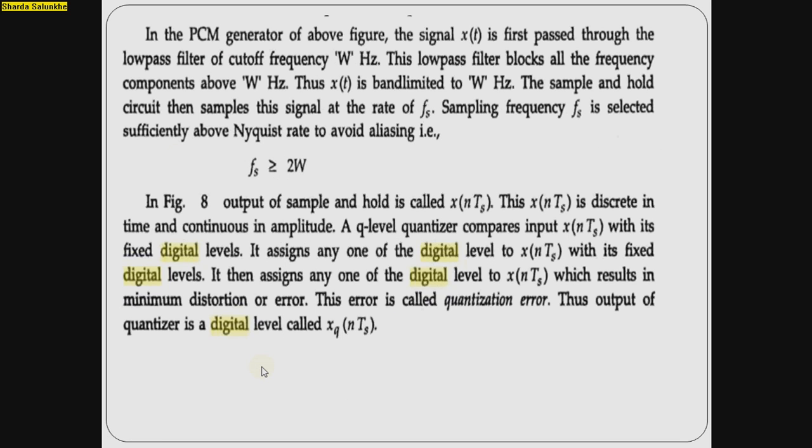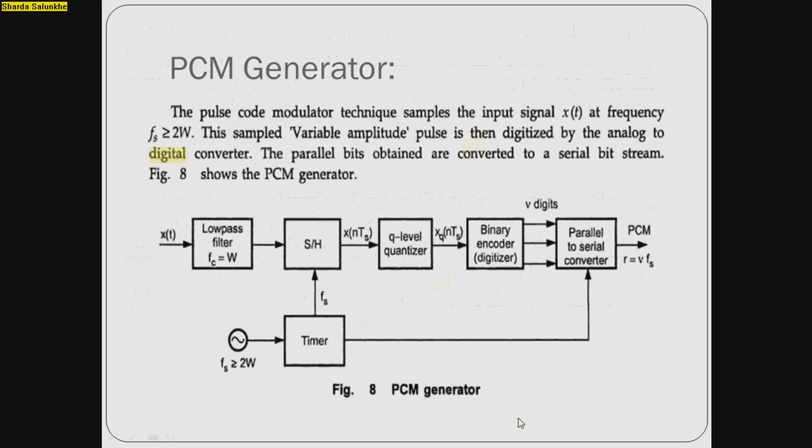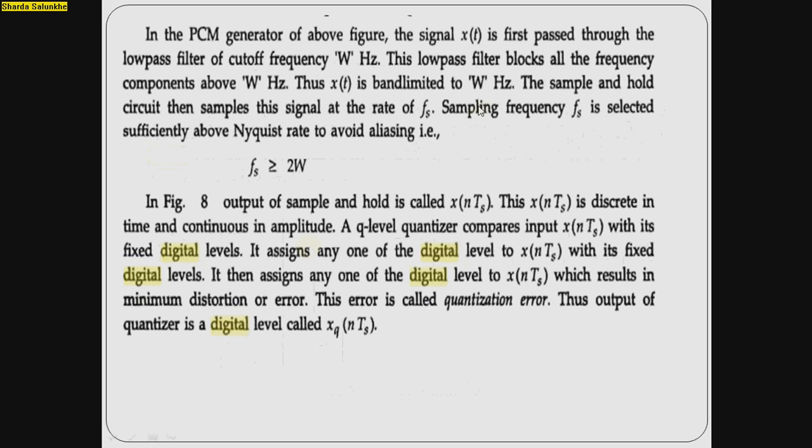So in this PCM generator figure, the signal x(t) is first passed through the low pass filter of cutoff frequency W. This low pass filter blocks all frequency components above W hertz, and x(t) is now band limited to W hertz. Then it is applied to the sample and hold circuit. So the second block is the sample and hold circuit.